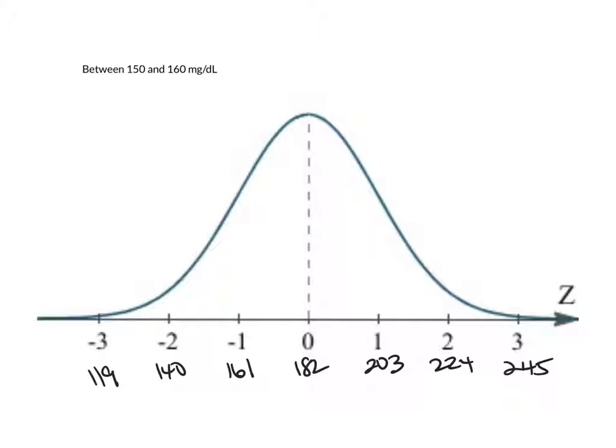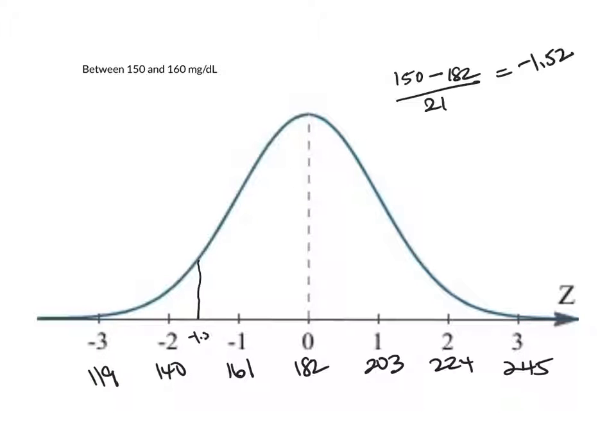All right, the next question asks you to find the percent of adults you expect to have cholesterol levels between 150 and 160 milligrams per deciliter. So again, we're going to convert both of these values to z-scores. So I'm going to take the 150 one first. 150 minus my mean, which is 182, divided by my standard deviation, which is 21. And that becomes negative 1.52. So negative 1.52, I'm going to just roughly draw down right here.